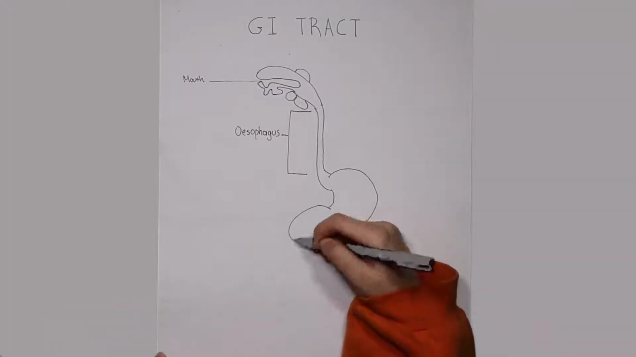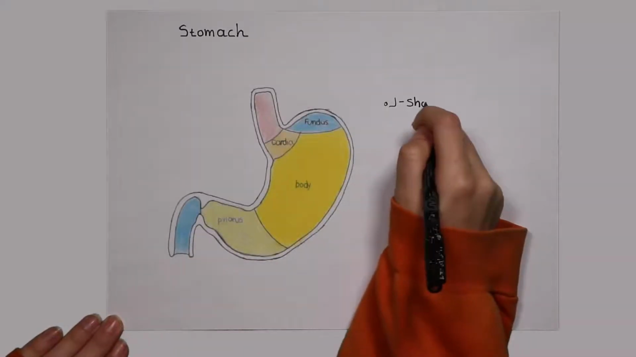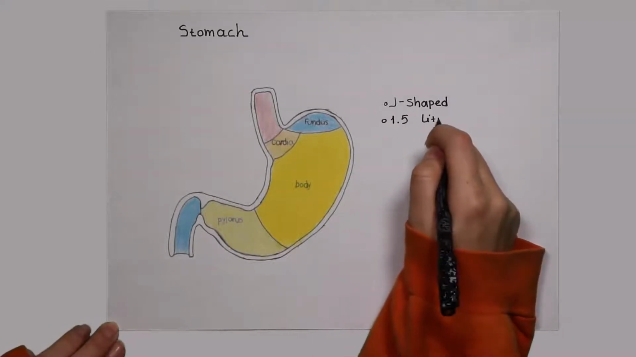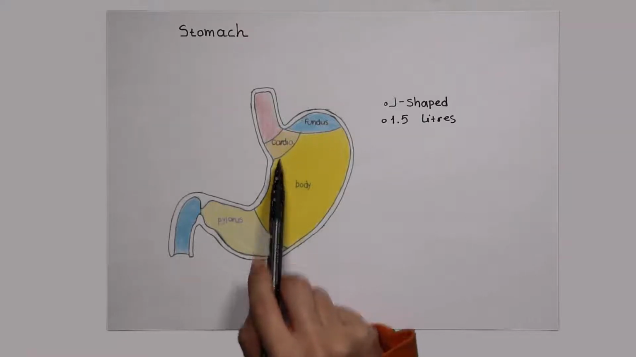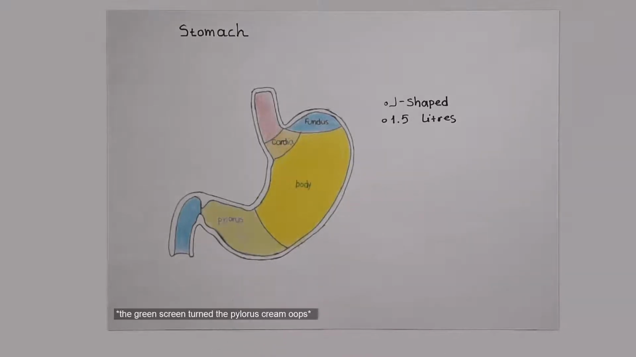The bolus then enters the stomach. This is a J-shaped, bag-like, dilated section of the GI tract which can hold up to 1.5 litres of food. It is made up of 4 different sections: the cardia, shown in orange, the fundus, shown in blue, the body, shown in yellow, and the pylorus, shown in green.